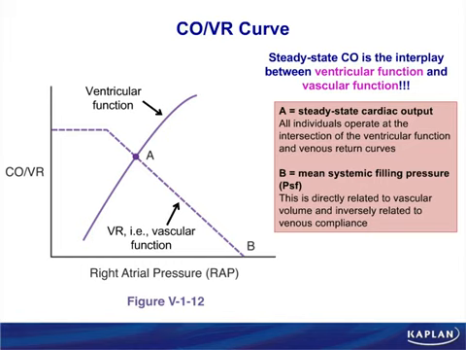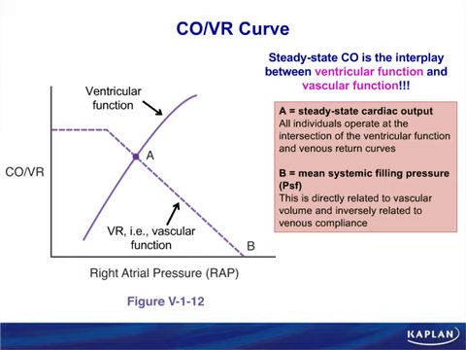It's the interplay between ventricular function and vascular function. And again, venous return curves are defining vascular function for us. All right, the solid line moving up and to the right is ventricular function. We've seen ventricular function curves in section 4. We reminded you of the ventricular function curve just a few slides ago. So that's ventricular function. And if I increase right atrial pressure, I increase ventricular function. That's a Frank-Starling curve.